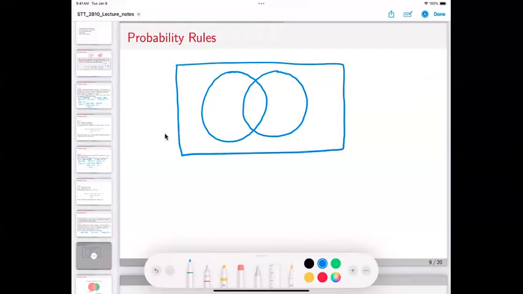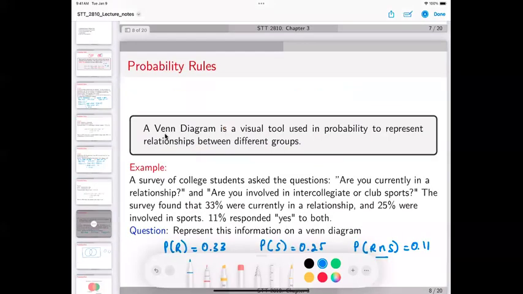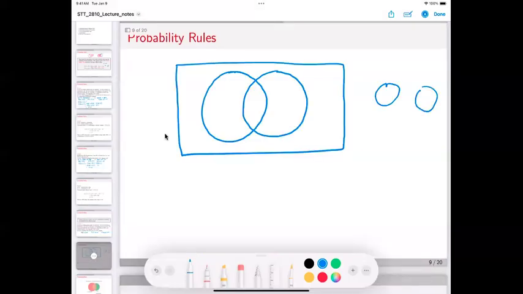So to draw the Venn diagram, I first draw a box. Is that okay? I'm drawing two circles because in the problem, I only have relationship and sports. Is that okay? Good. Then the question is, okay, why didn't you draw the circles this way? Right? Because we are drawing two circles, but we choose to draw it this way because the problem gave us the intersection. Is that okay? So we need to draw the circles to overlap.